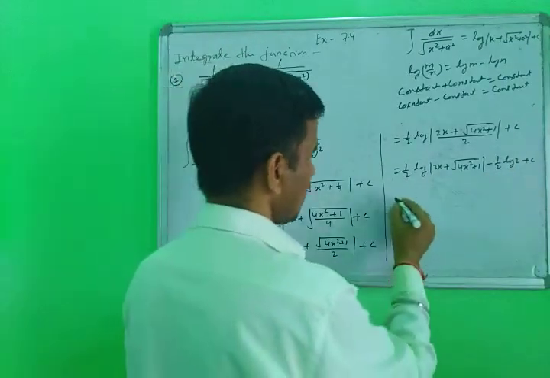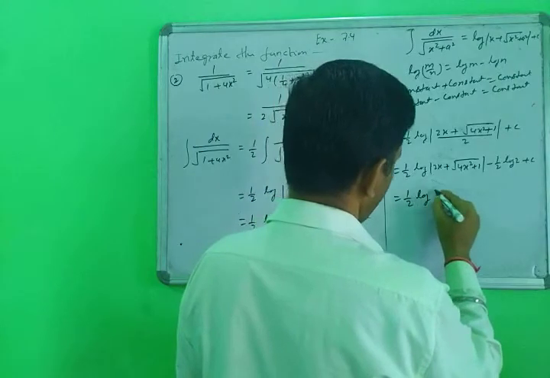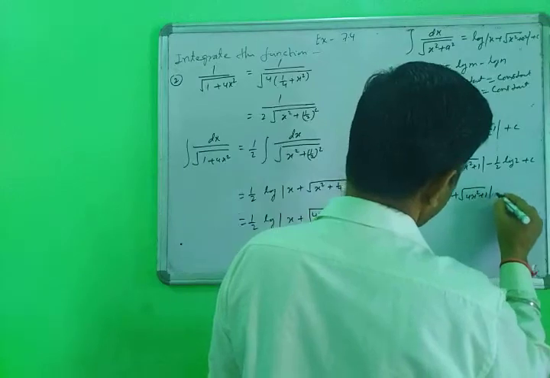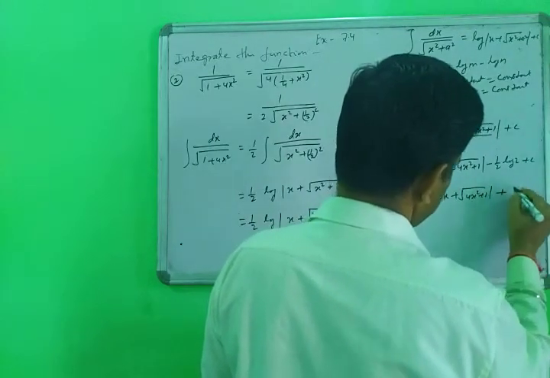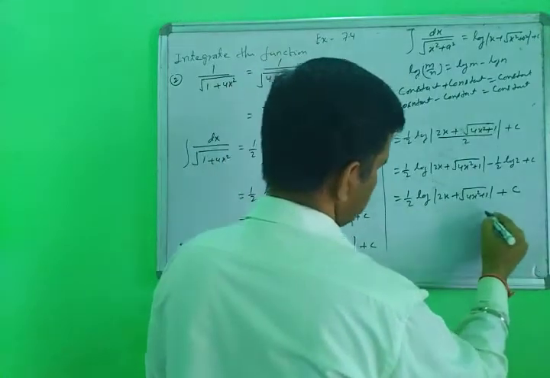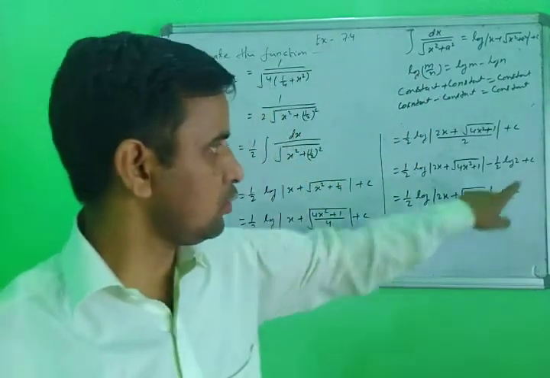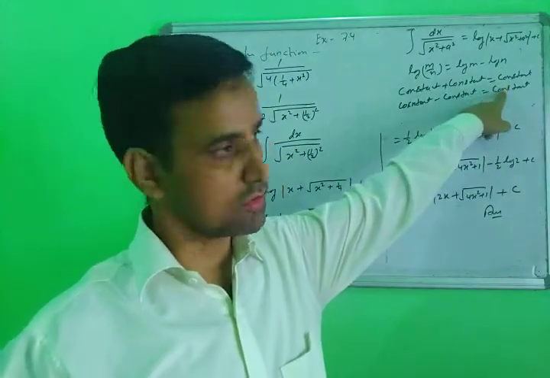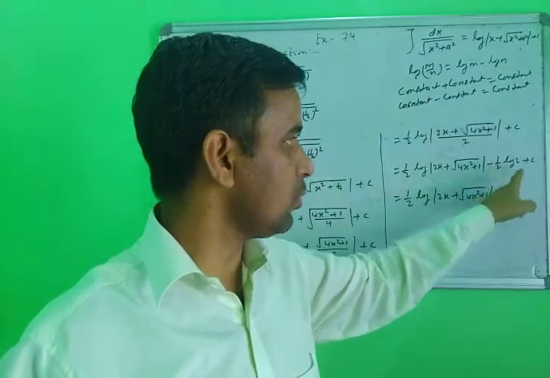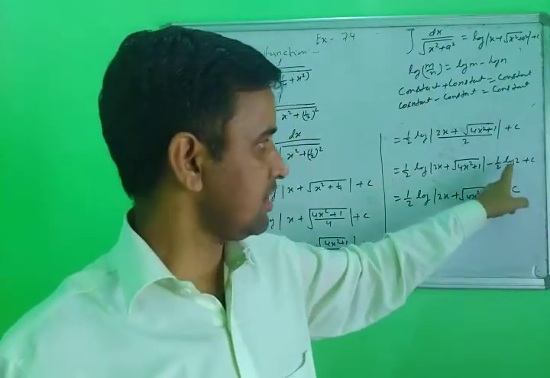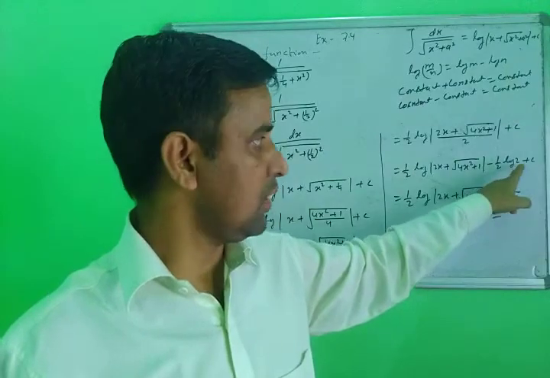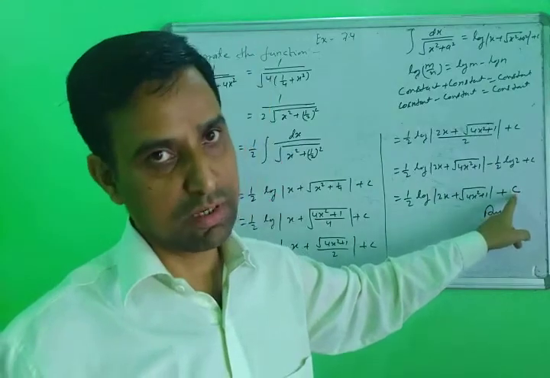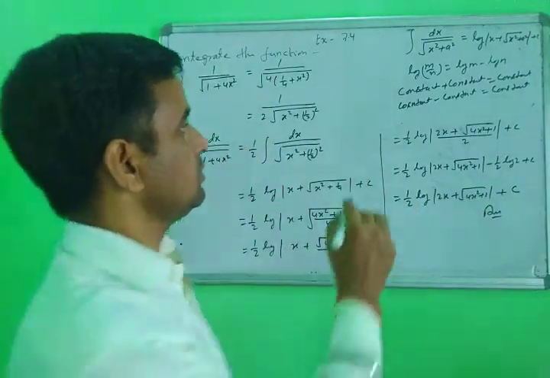So you can write this as 1 by 2 log 2x plus root 4x square plus 1, plus c. This is your final answer. When you add or subtract both constants, the result will always be a constant. According to this rule, 1 by 2 log 2 is a constant value and c is also a constant. When you operate on both of them, the result is a constant. According to these rules we will solve the questions.